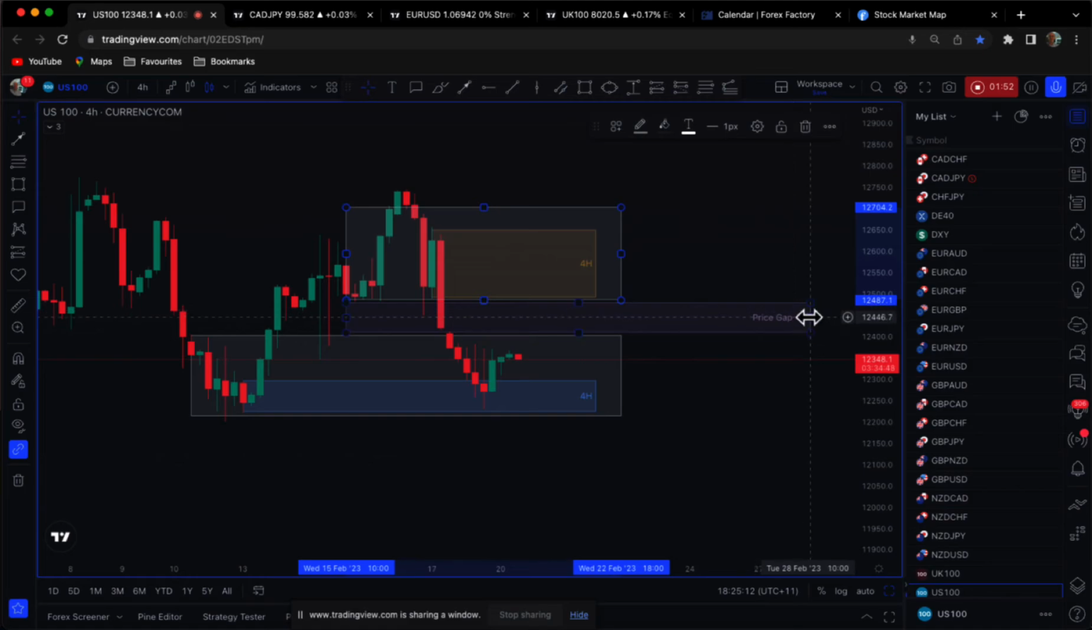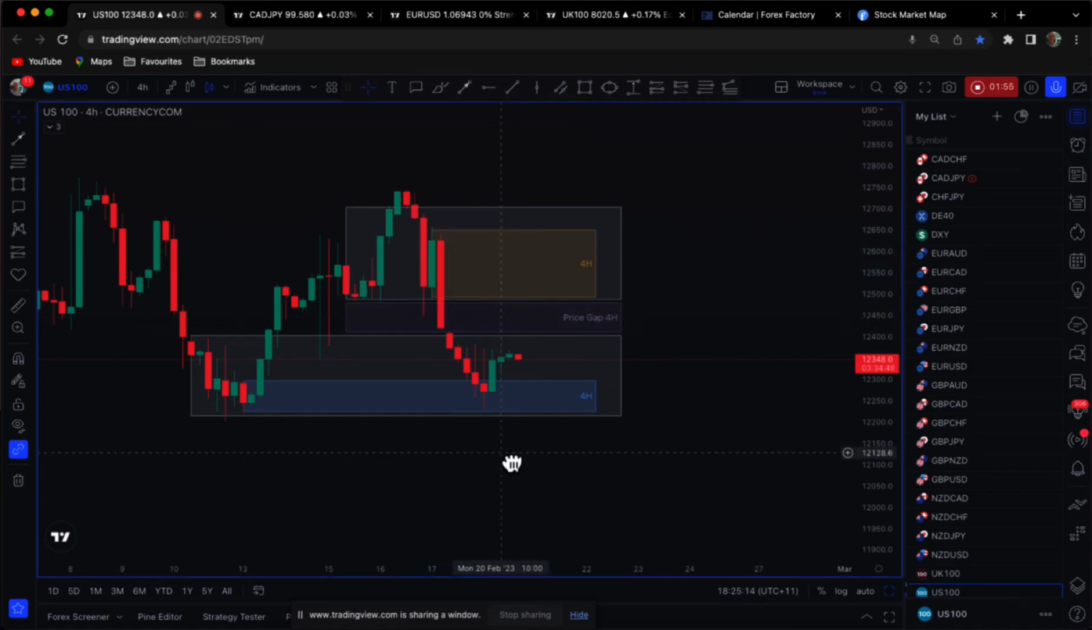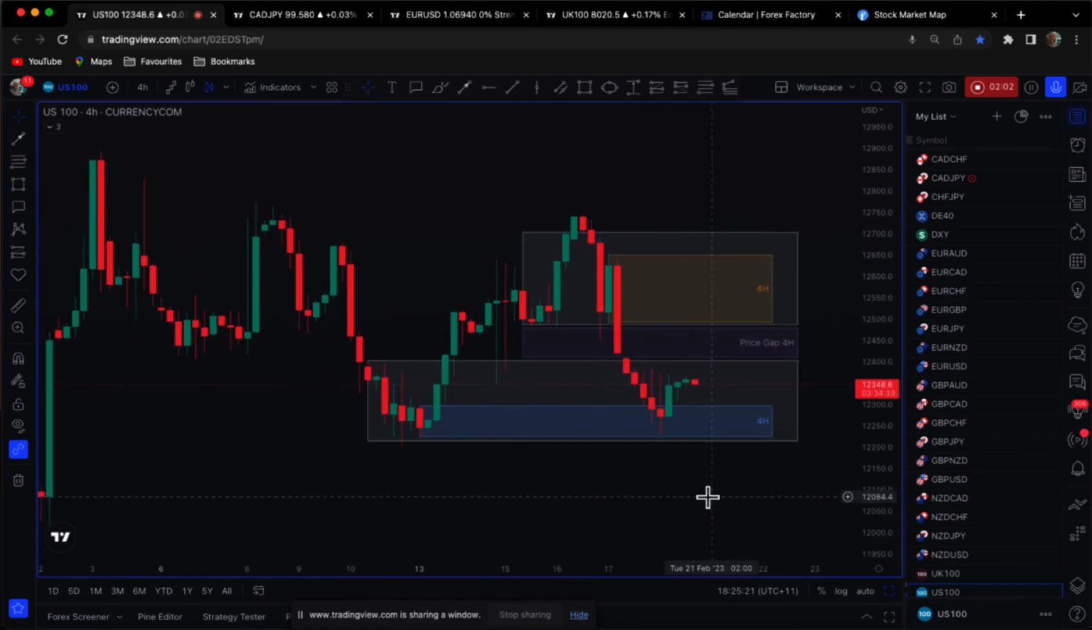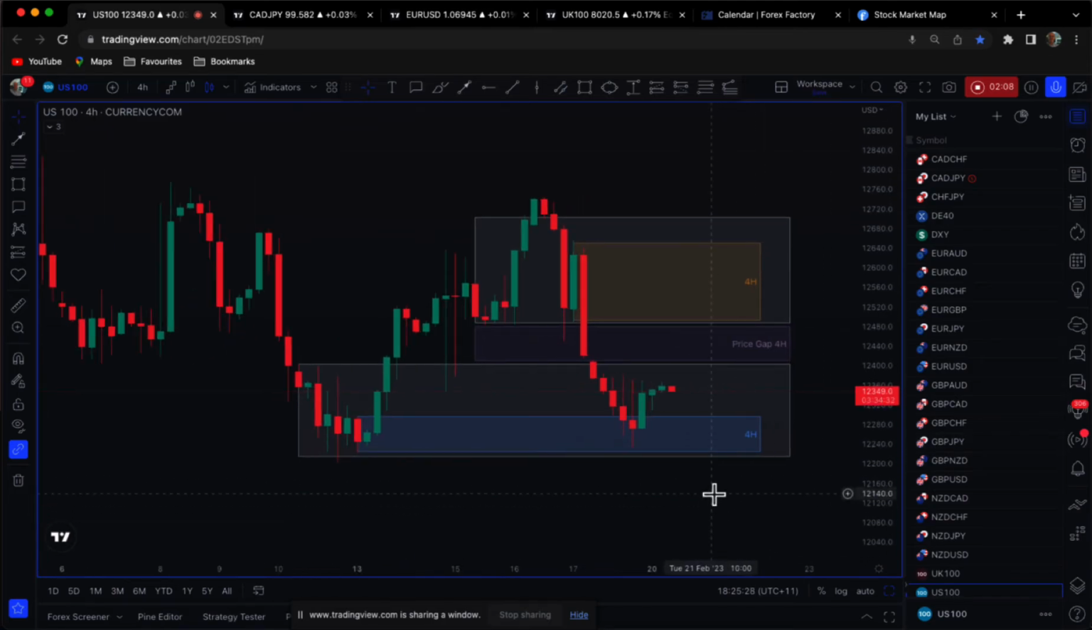Look, it could travel in any direction. It's Monday, and you're going to find that smart money will tend to, in a lot of cases, take the market in the opposite direction to what most retail traders are expecting.